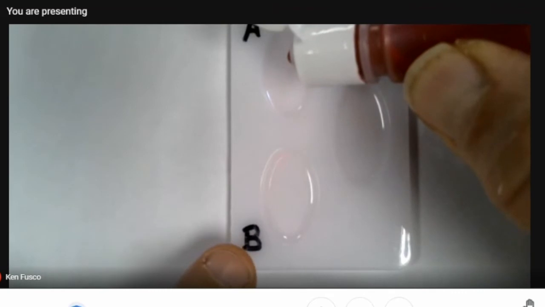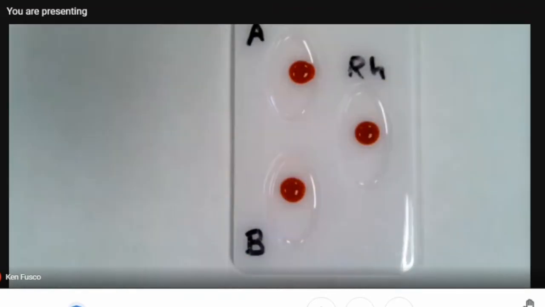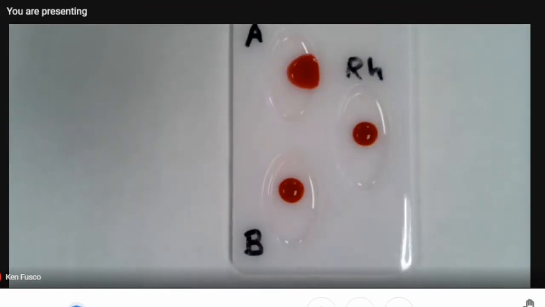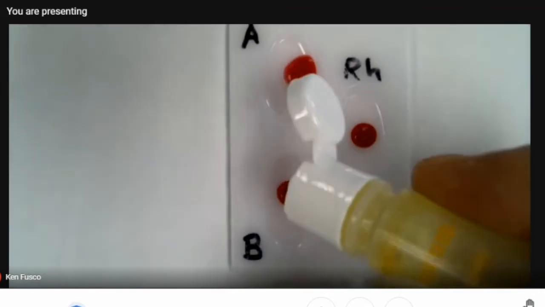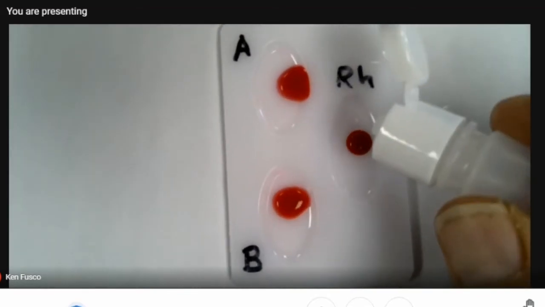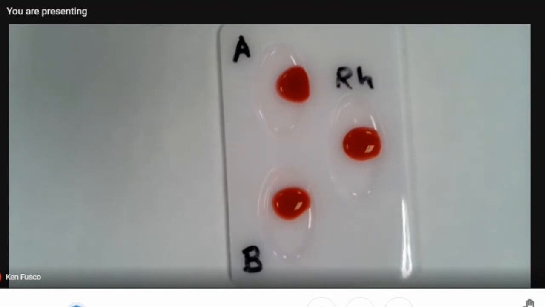Okay, let's do patient 2. There's patient 2. So you drop a blood in each one. I do the same thing. Anti-A, anti-B, and anti-RH. Okay, here we go. I'm going to stir it up.